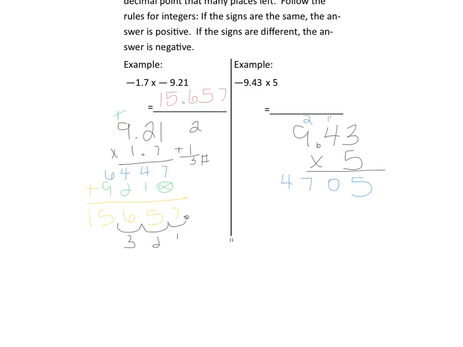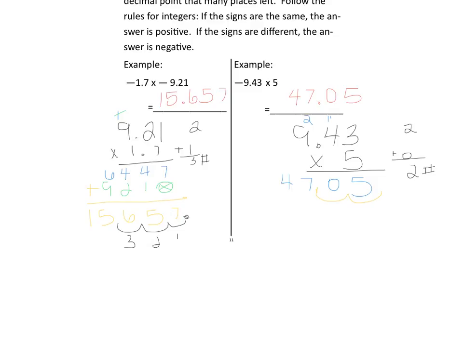Now we know we're going to have to move the decimal 2 spaces for the 4 and the 3, no spaces for after the 5, so we know we're moving it 2 spaces. So we move it 1, 2, and we get 47.05.